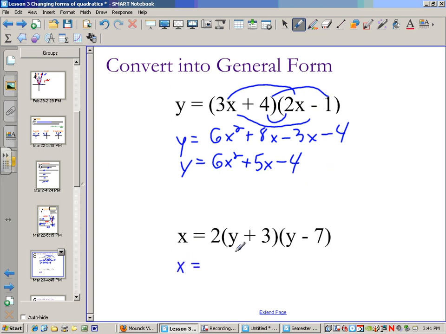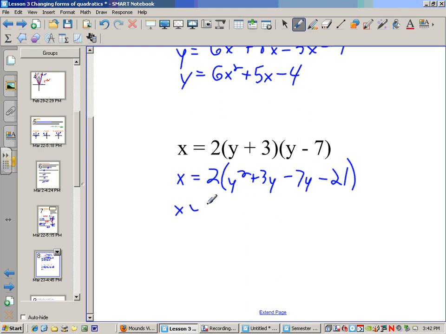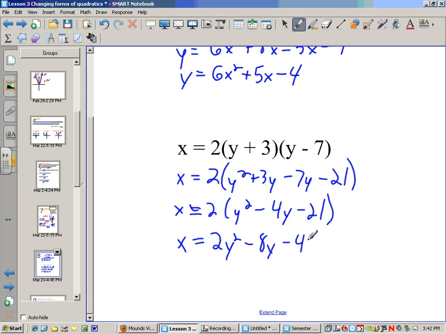Now if I want to do this one, you can multiply the 2 over one of them first, or you can multiply those out. I'll do the right hand side first, so this would be y squared plus 3y minus 7y minus 21, which equals y squared minus 4y minus 21. Now multiply that 2 over the parentheses, so we have 2y squared minus 8y minus 42.